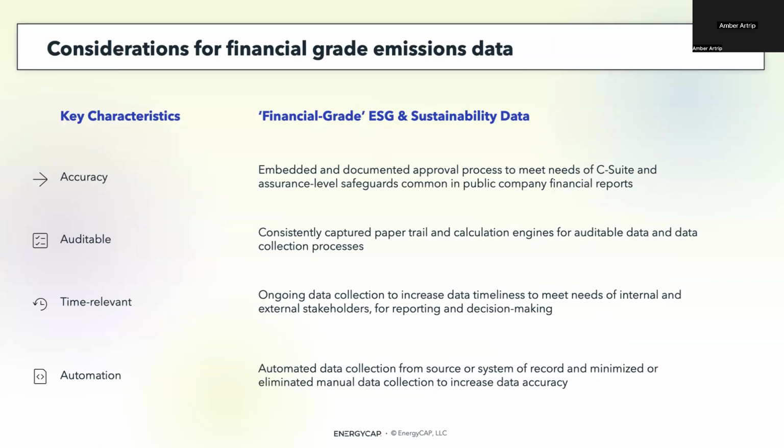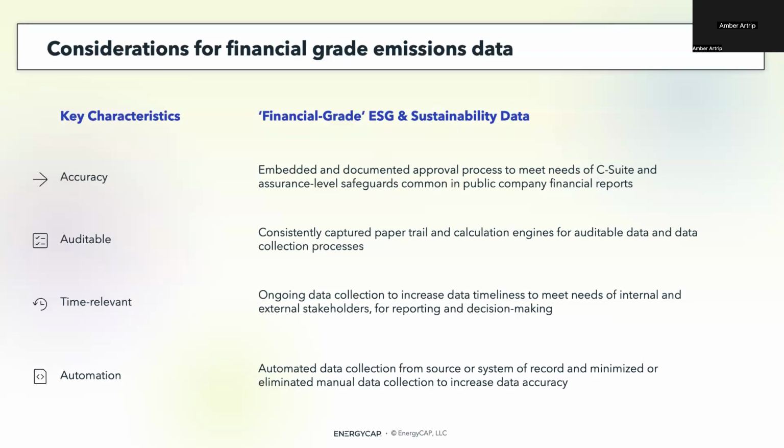So what are the things you need to look at when you're thinking, hey, is my emissions data financial grade? I pulled this directly from Verdantix. They are an amazing industry analyst, and they've pulled together some characteristics that you should consider when thinking of your financial grade data. So is your data accurate? How confident do you feel? Would you share that data with the CEO or the CFO for that purpose?